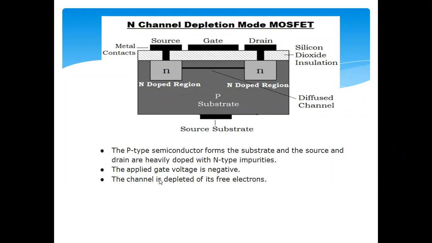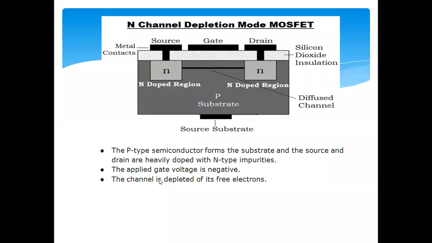Okay, so that is basically the difference between the trivalent and pentavalent impurities. In case of n channel, you take a p-type semiconductor, and on the p-type semiconductor, you are adding the n-type impurities. This is the first thing.